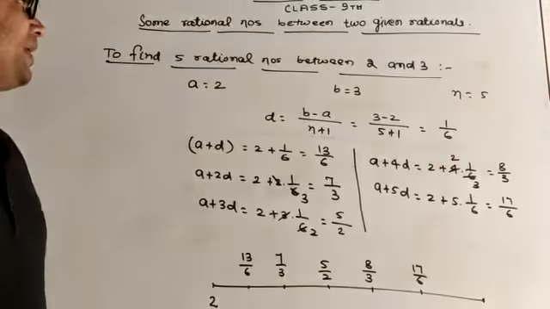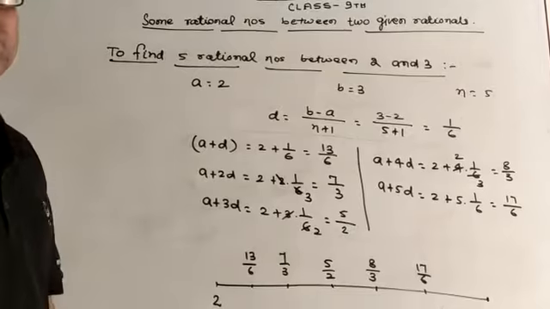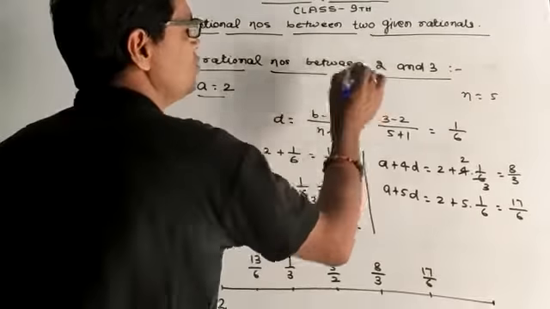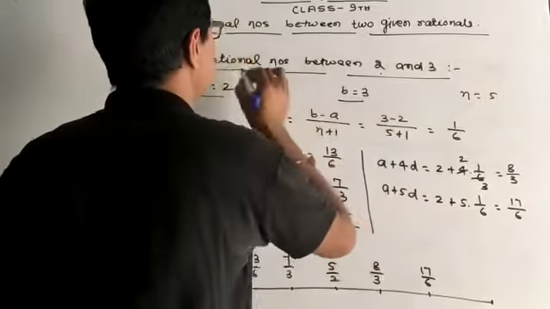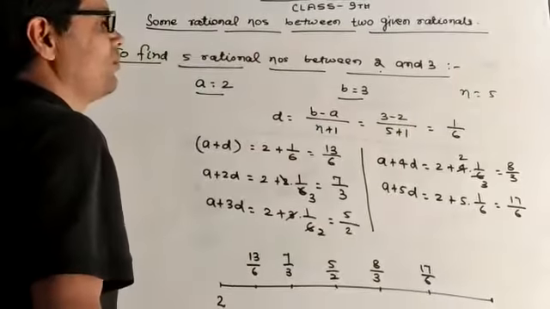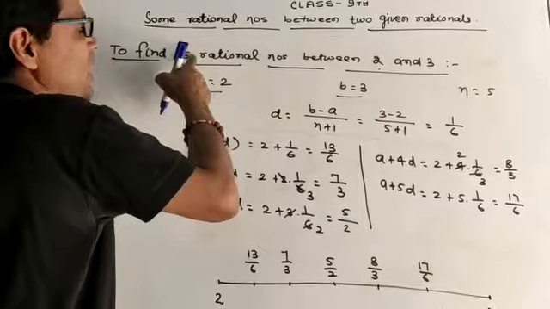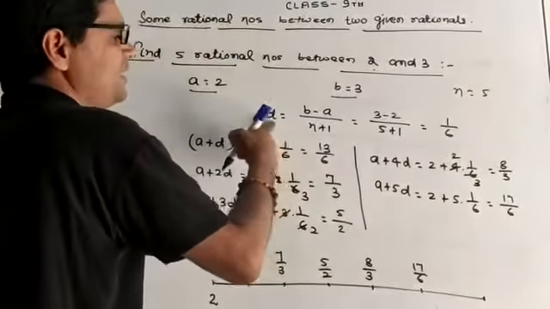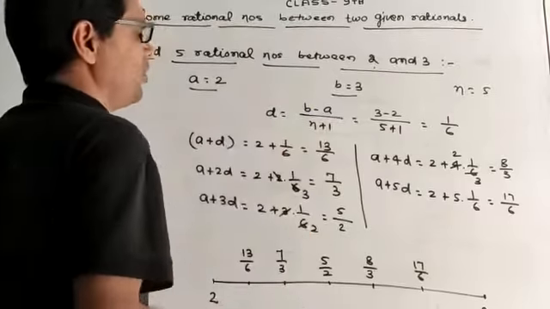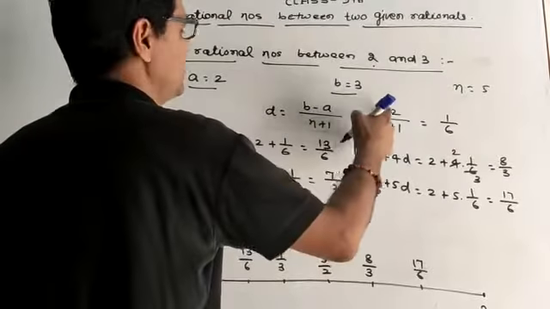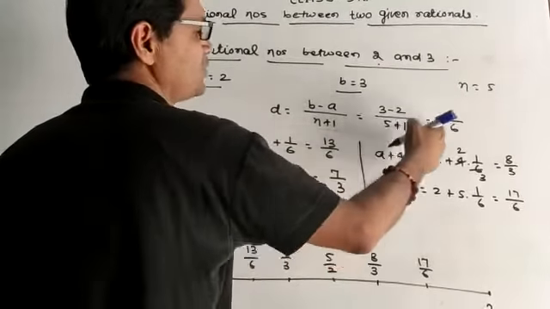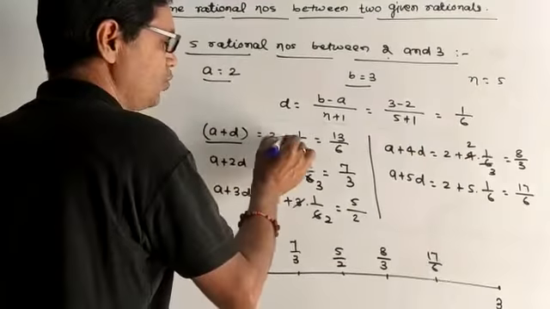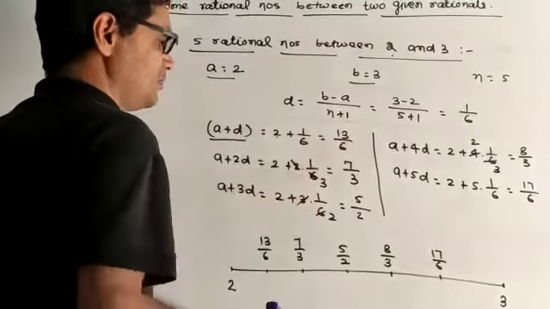Now we will find 5 rational numbers between 2 and 3. Here a is 2, b is 3 and n is 5 because we want to find 5 rational numbers. Find d. d is equal to (b minus a) upon (n plus 1), that is (3 minus 2) upon (5 plus 1), that is 1 by 6. Find a plus d. 2 plus 1 by 6, that is 13 by 6.